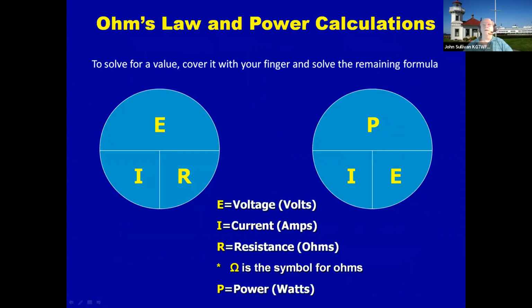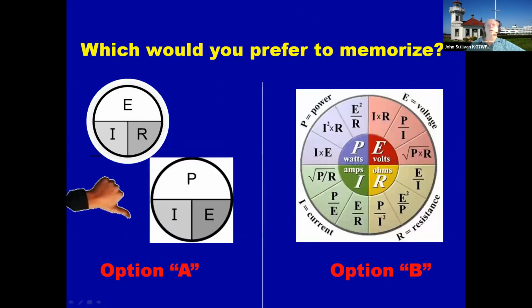So that's your Ohm's law and power calculations. Those two symbols, or two diagrams, if you will, are the best way to remember these for the exam. Now you could do that option, those two circles, or you could memorize the one on the right, which gives you all the various combinations. Which one would you really prefer to memorize? I think those two circles on the left are going to be the answer for you. All righty, let's get into the question pool. Before we do that, any questions so far?